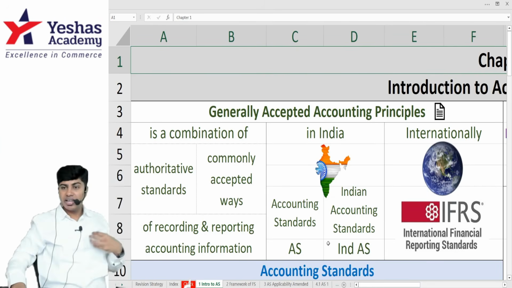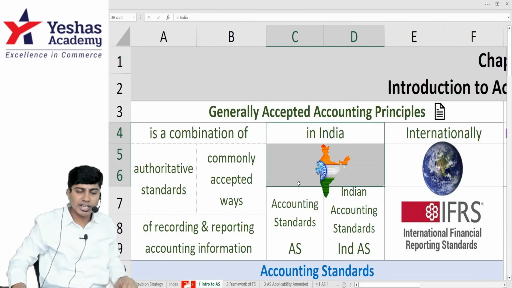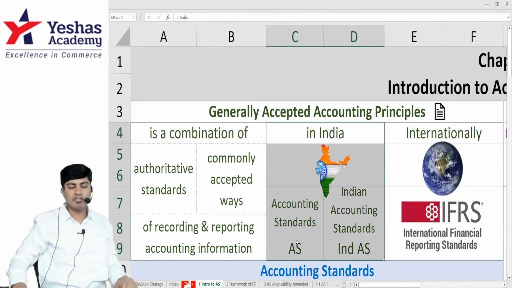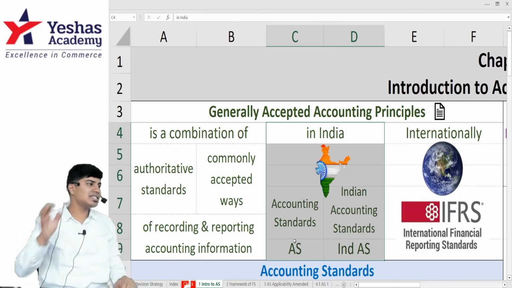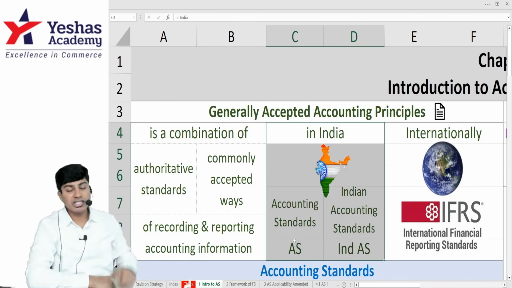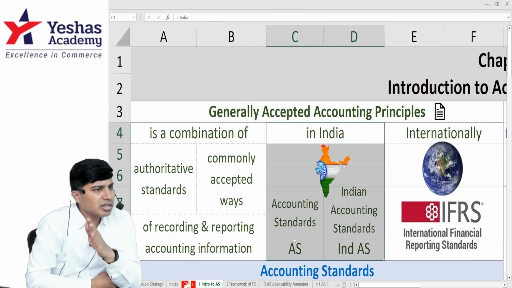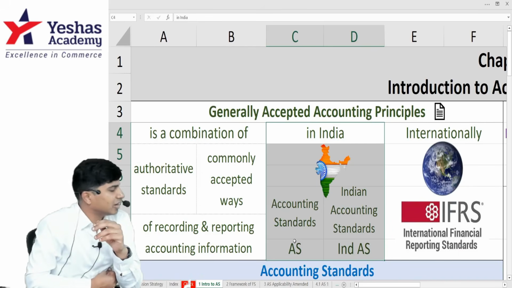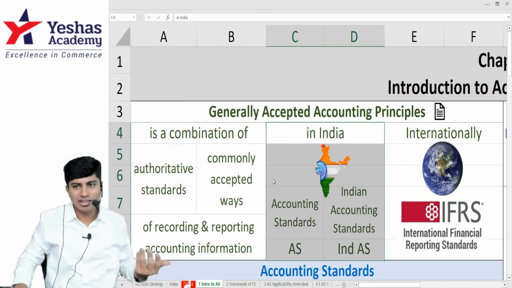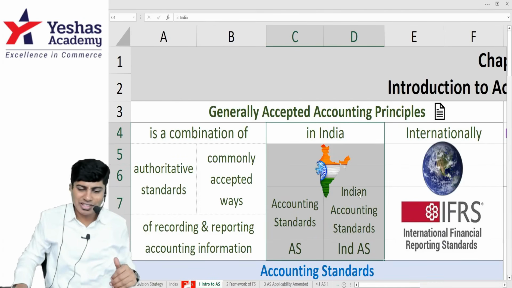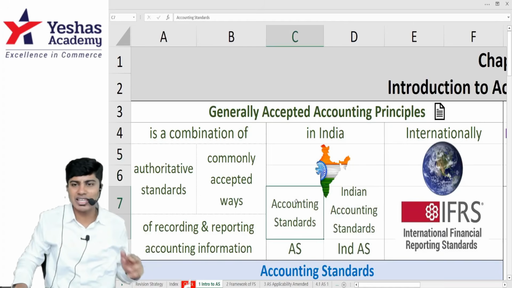In our country, in India, there are two sets of GAAP. How many sets of GAAP are there? One is Accounting Standards, the other is Indian Accounting Standards. Sir, first, the one there is Indian Accounting Standard? No, that is also in India only. That is also Indian only. But this is called Ind AS, and this is called AS.